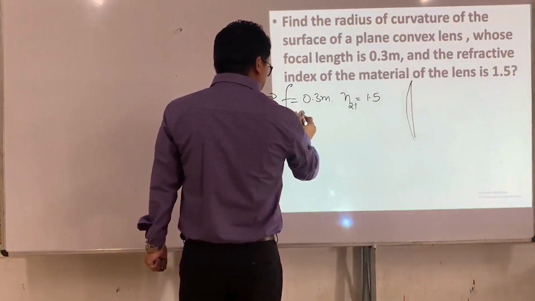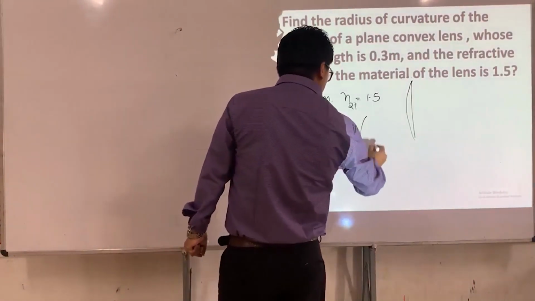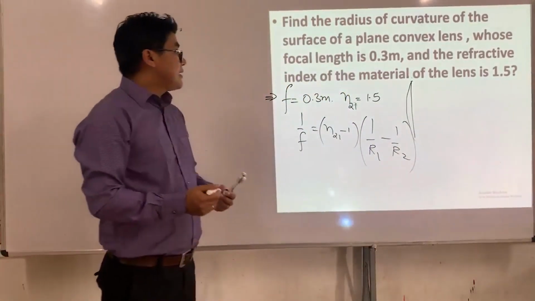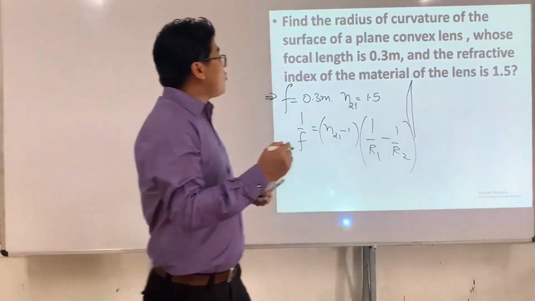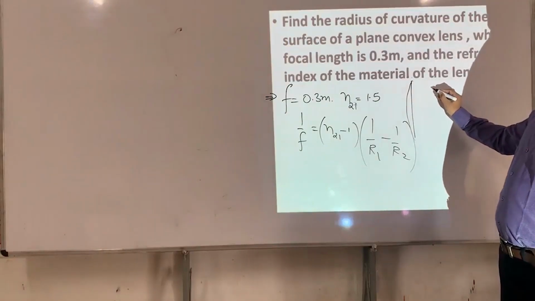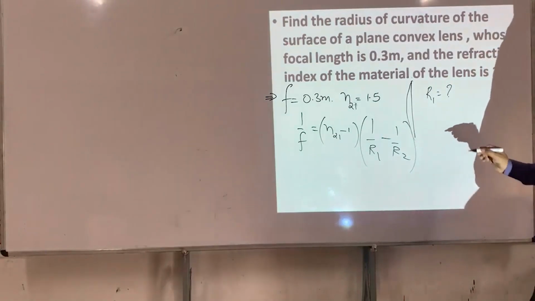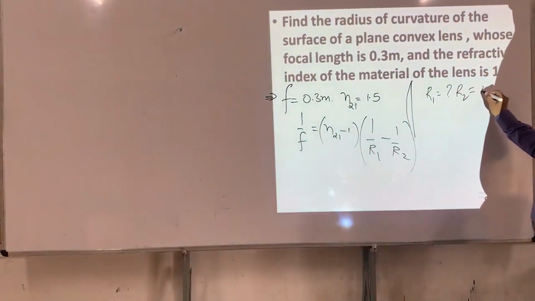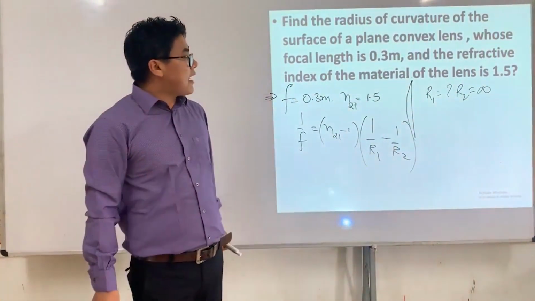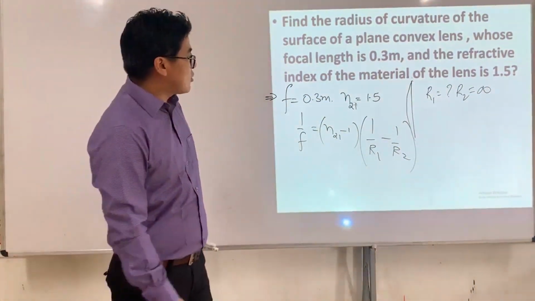So what you are going to find is 1 by f is equal to n 2:1 minus 1 times 1 by R1 minus 1 by R2. This is the lens maker formula. Now look here, the problem says that it is a plano-convex lens, provided R1 is some finite value which we are going to find, and R2 is going to be infinity. This is a plane. We discussed last time that a plane surface has infinite radius of curvature.